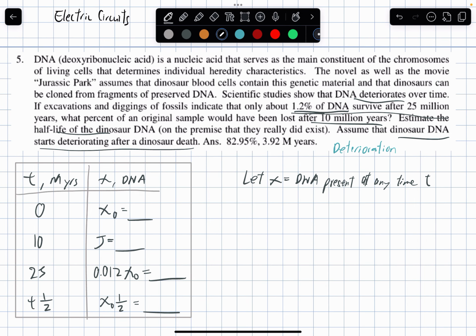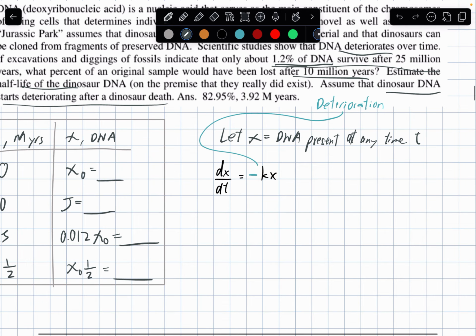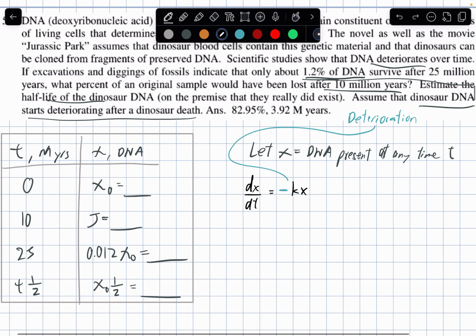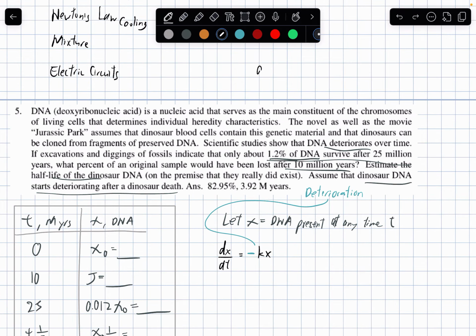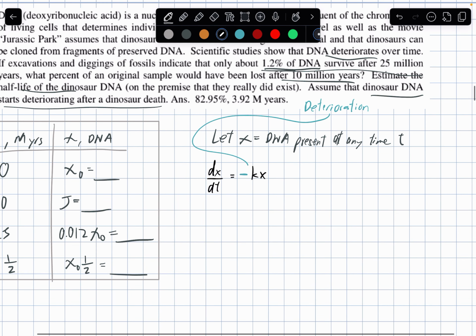So this is a deterioration kind of problem, no? This is what you have to remember when we're dealing with this kind of problem. Deterioration, we have a negative sign. If this problem were a growth problem, it's going to be a plus sign. So here, dx over dt is proportional to x. We can further reorganize the equation this way, no? Then we can integrate.